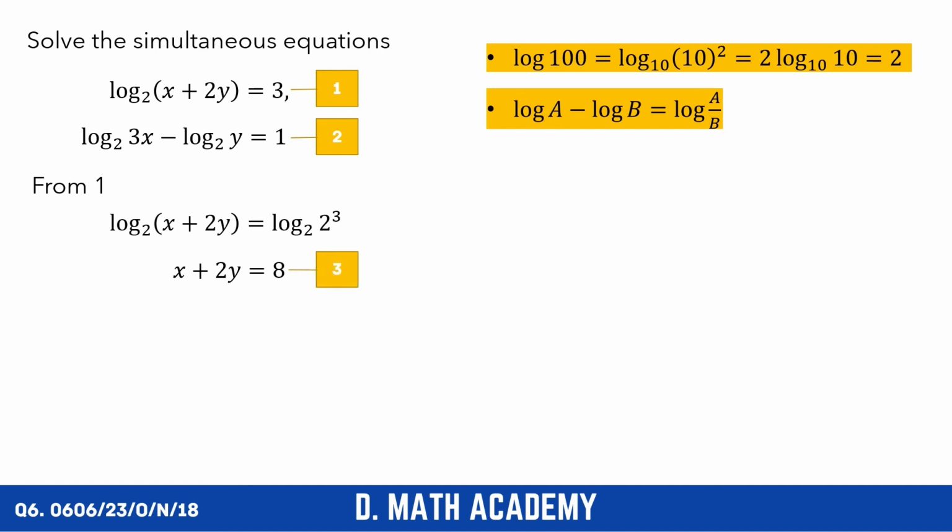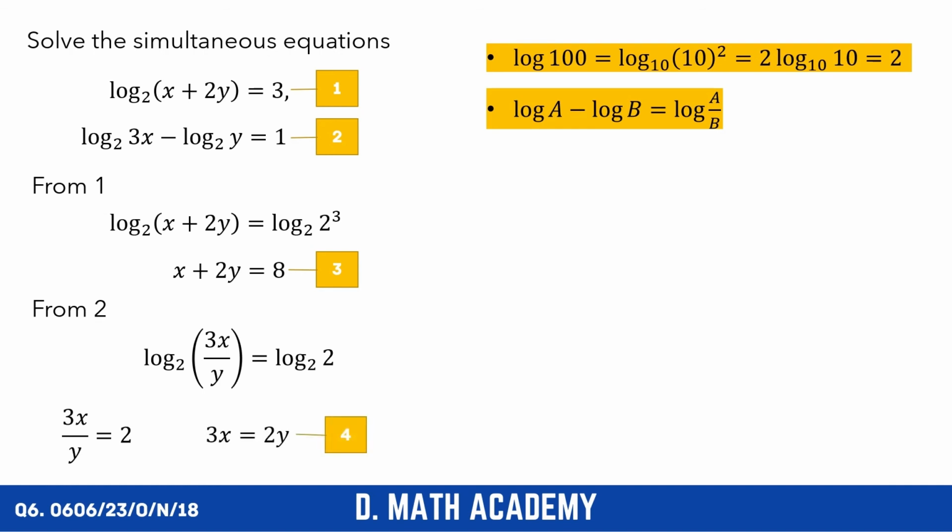third equation. From 2, I changed the minus to become divide, and I adjusted the 1 into log with a base of 2 to the power of 1. So since 2 to the power of 1 is still 2, I didn't specifically write down the 1 over there. Since both sides have log, just bring out the results. 3x over y equals to 2, and I change it into 3x equals to 2y. So I set this as our equation 4.